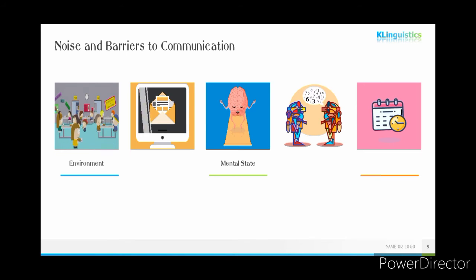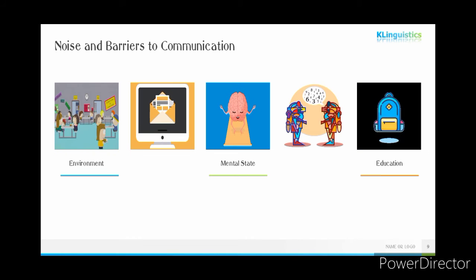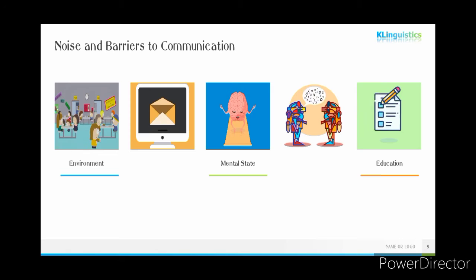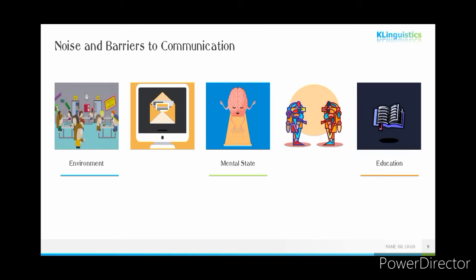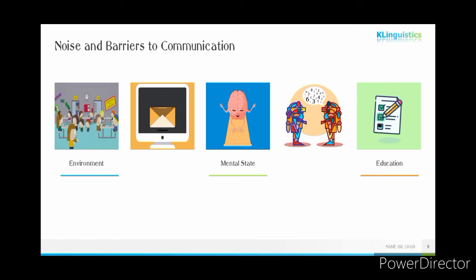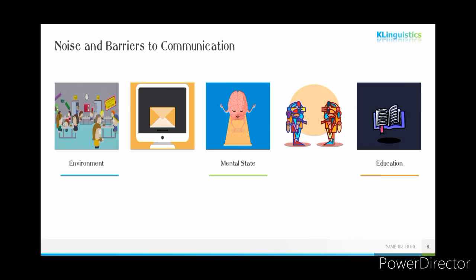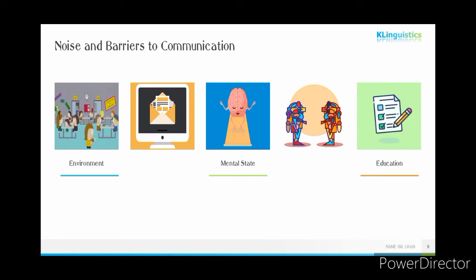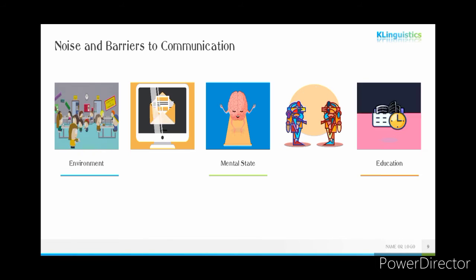Another thing you should consider is the receiver's education or level of development. If you're communicating with someone who is of higher or lesser educational level, you have to take that into account. For example, communicating with a group of elementary students is different than communicating with a group of professionals. Now, these three are just some of the barriers or noise in communication.